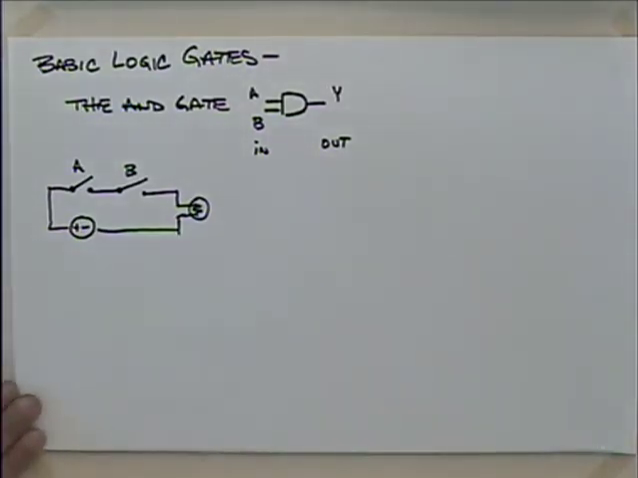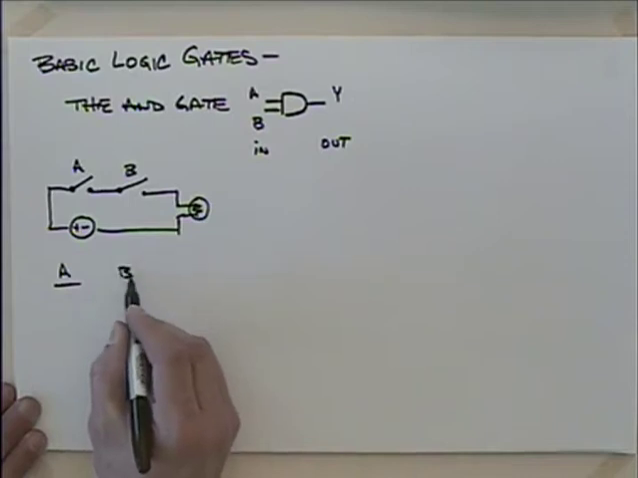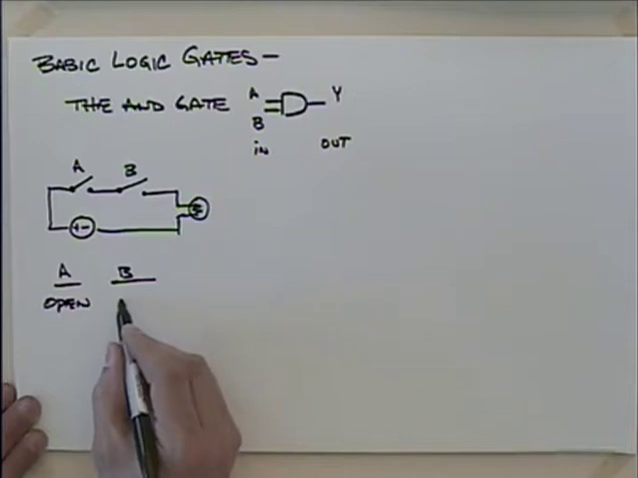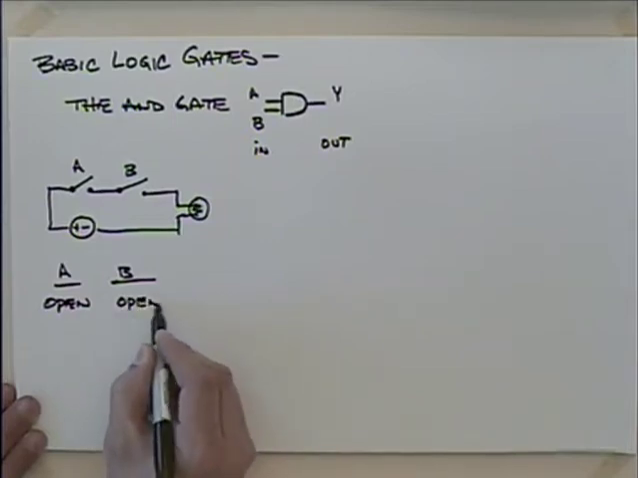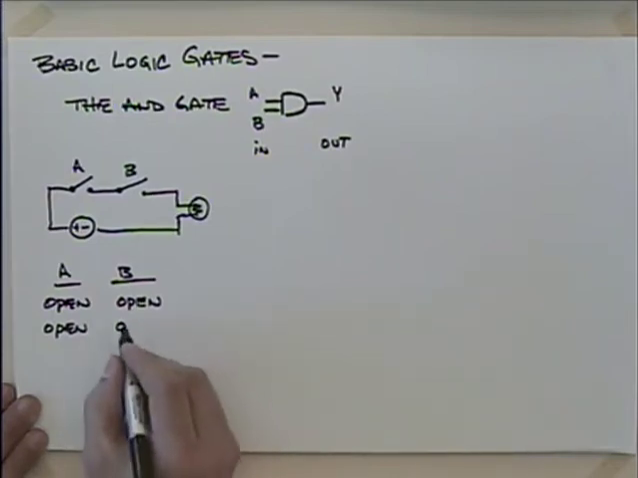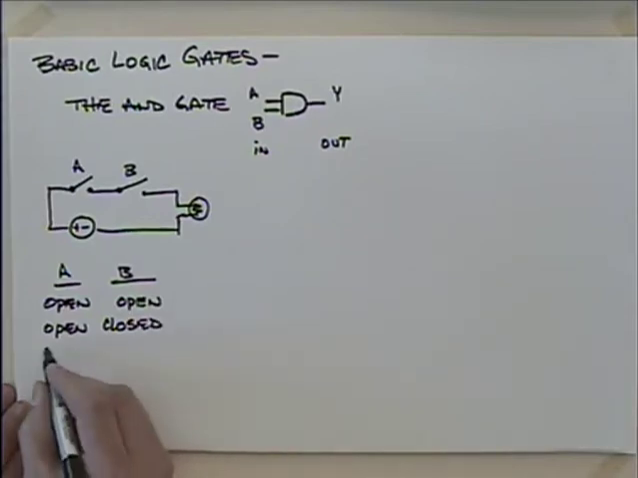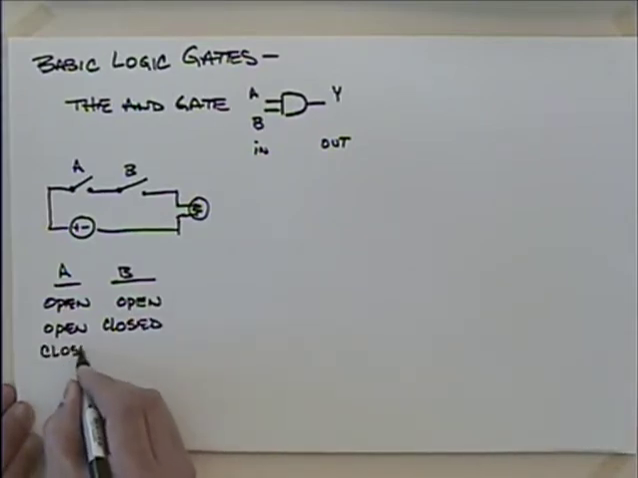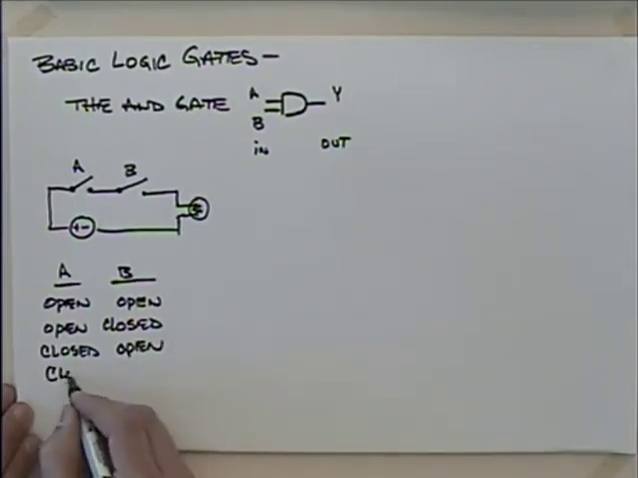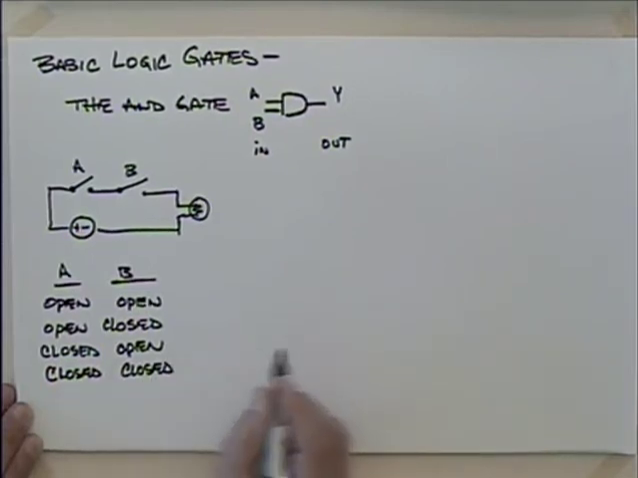And if I try and come up with a truth table on this, I look at the condition of switch A and the condition of switch B, where this is open, this is open, and open, and this is closed, and then closed, and open, and closed, and finally closed. Those are our 4 possible conditions, right?